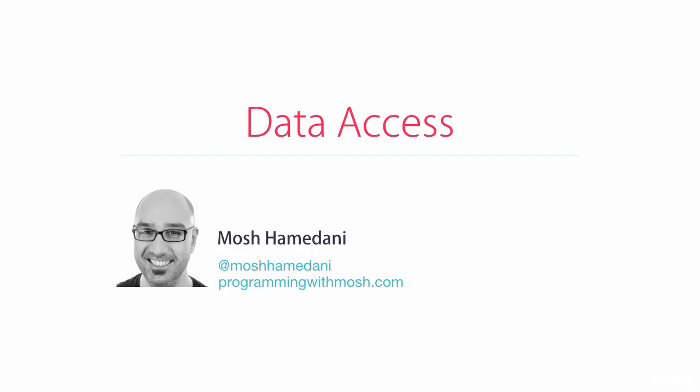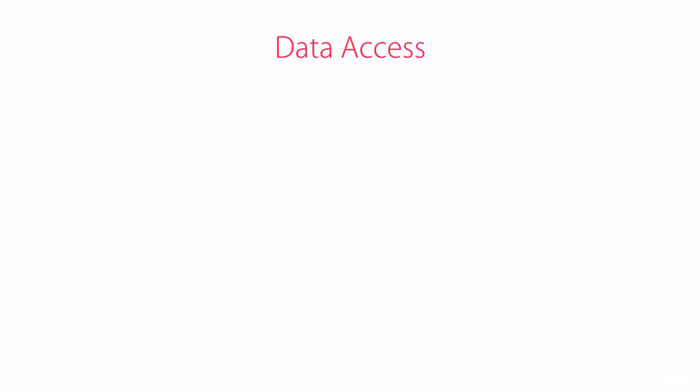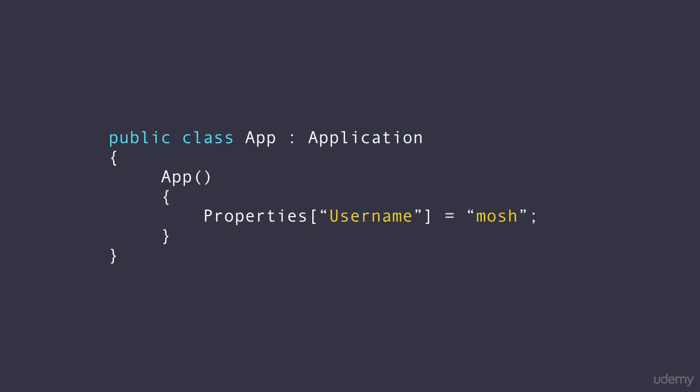So let's take a look at various options for storing application data. The simplest option is application properties. This application class you have seen before has a property called properties, which is a dictionary. So we can put any objects here. And when the application goes into the sleep mode, those objects will be persisted permanently. And then when the application wakes up again, the data is available.